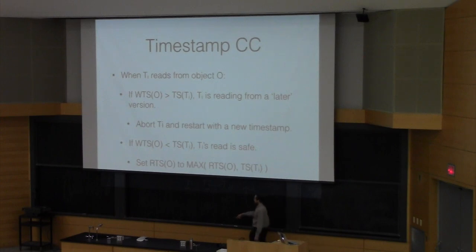So fundamentally, what's the problem here? Why are we not allowed to read from O? Because T3 came along and overwrote the value that we actually should have read. Exactly. So one simple solution that we could potentially try out is, what if we kept the version that transaction 1 wrote?